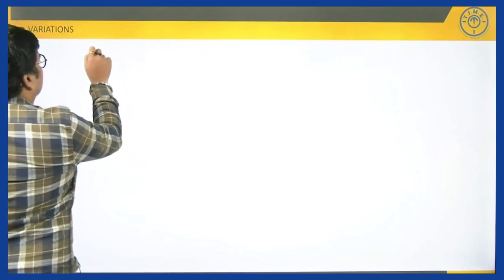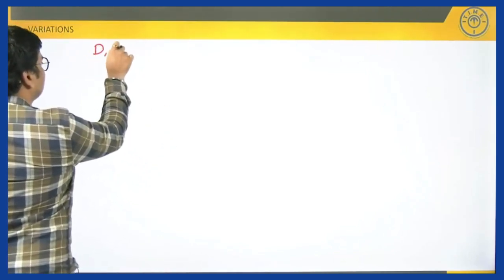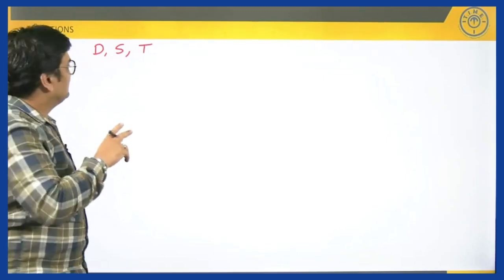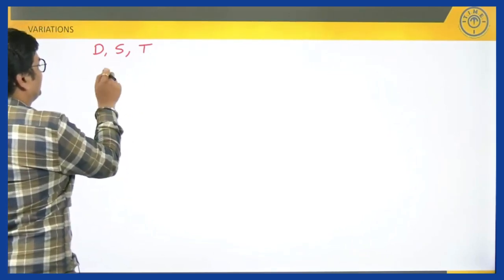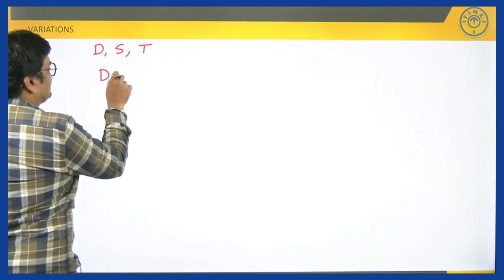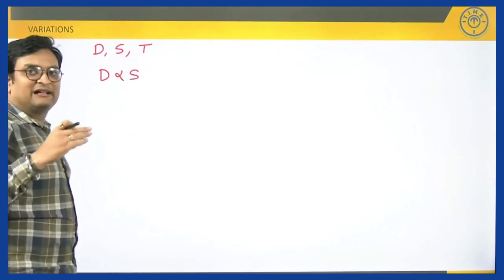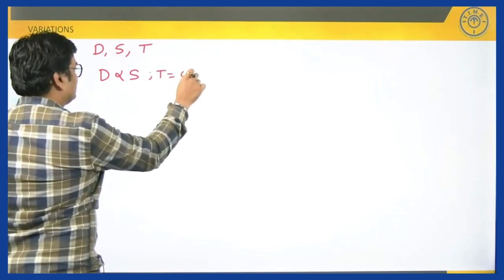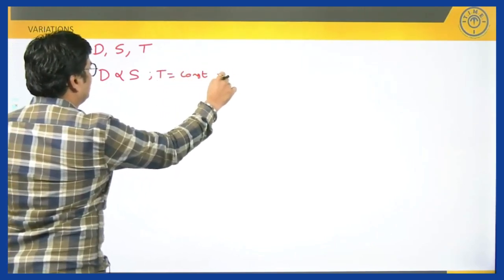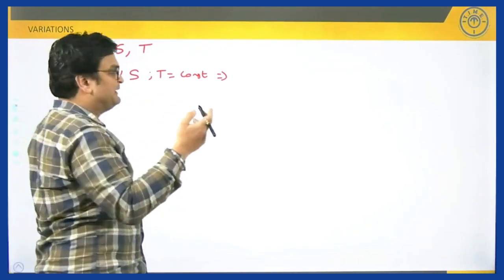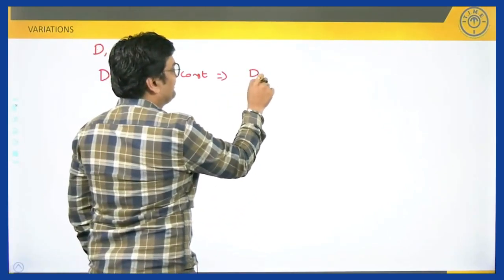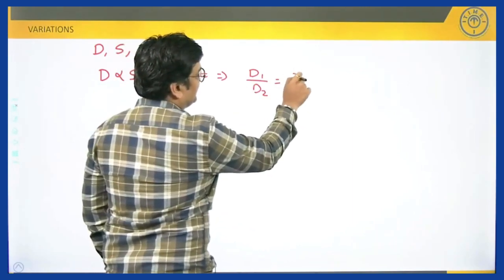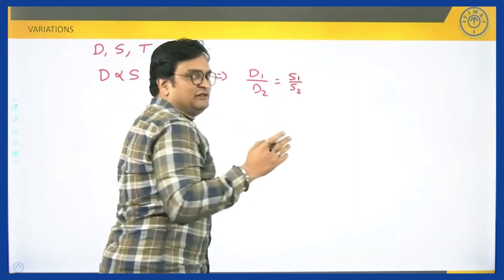So, we have three variables here: distance, speed and time. Now, if you look at the relationship between these three variables, we'll get the following relation. We may say that distance is directly proportional to speed, directly varies with speed when time is constant. So, this further means what? If distance is directly proportional to speed, the ratio of distances in two different occasions, two different instances will be equal to the ratio of the speeds in two different cases.